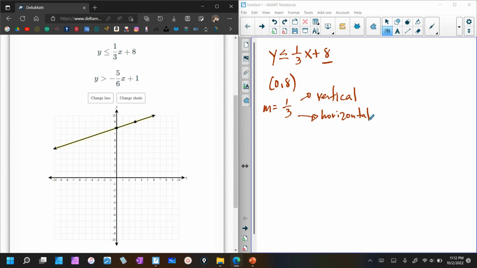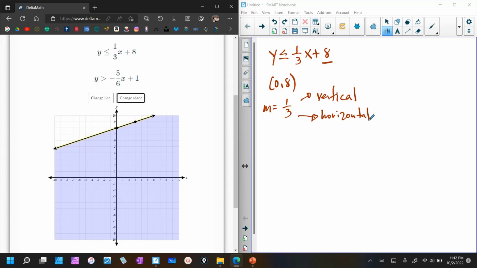Now, this is less than or equal to, so that means we will shade the region below that y-intercept. That region right there. Okay? If it's greater than, the region above the y-intercept. So our y-intercept is 0, 8. It's less than, so we shade the region below it. Okay, so that's the graph of the first inequality.